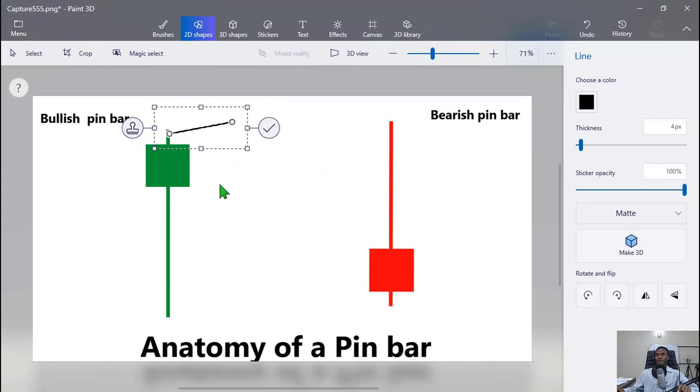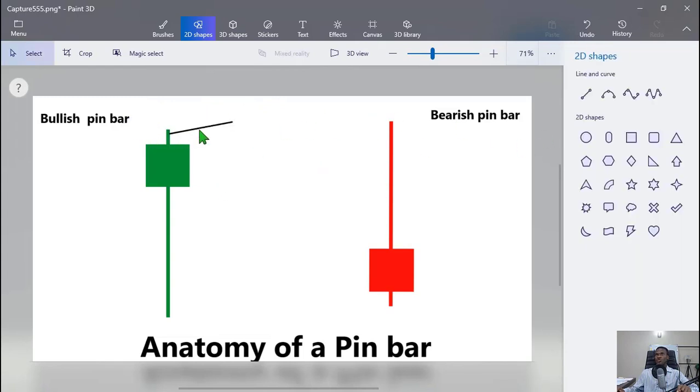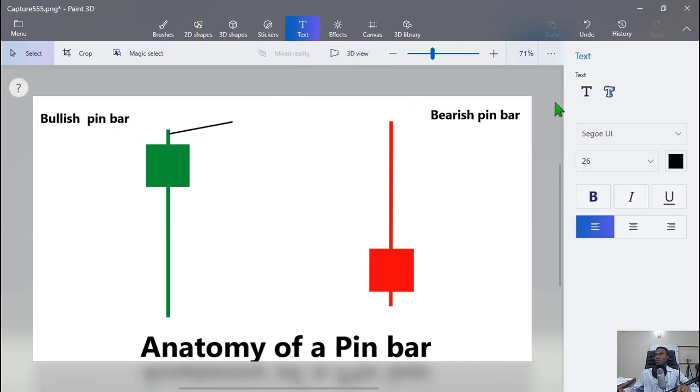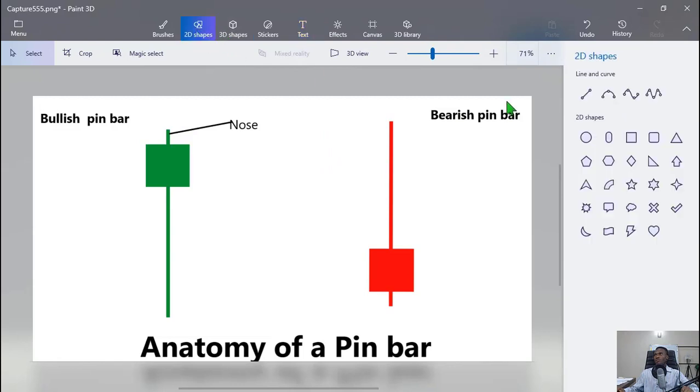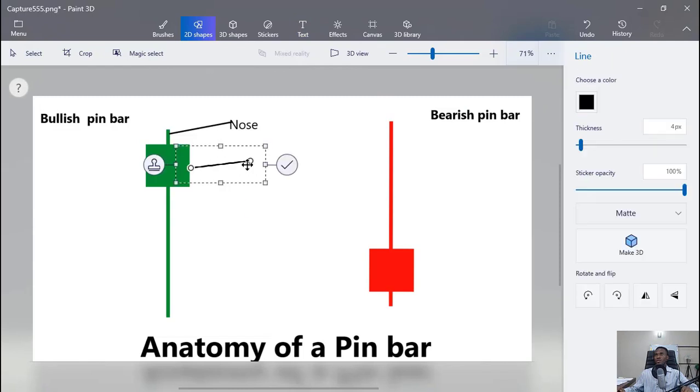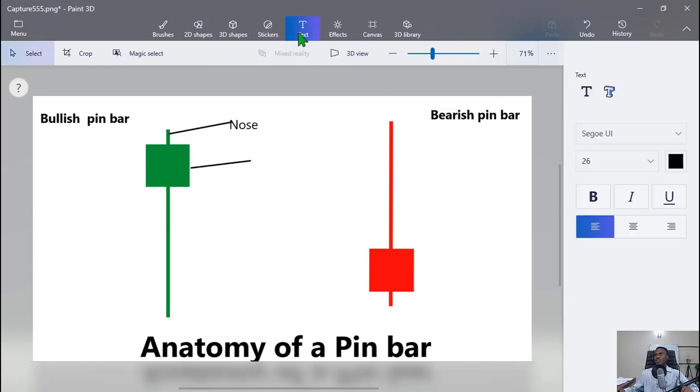So I'm going to label the nose of the bar. This is the nose, and then right here I have the head. Here comes the head of this bar. You need to understand the anatomy of this bar properly before we start trading it.